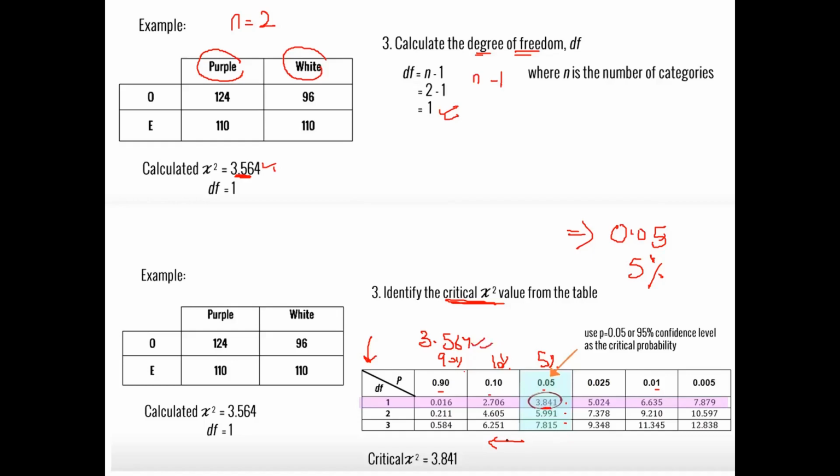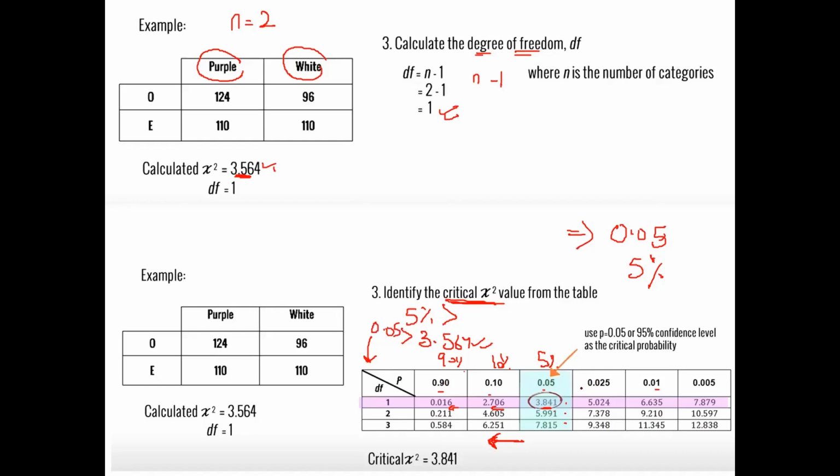ठीक है, in this case, especially if you're looking at this table, your values are going towards the left. मतलब आपकी value, it is smaller than this value, 3.841 इधर है, and you go towards the left, you see values are getting lesser and lesser. ठीक है, in this case you're going to accept the null hypothesis. ठीक है, तो जब भी value 5% से ज़्यादा है या 0.05 से ज़्यादा है, you're going to accept the null hypothesis, right?